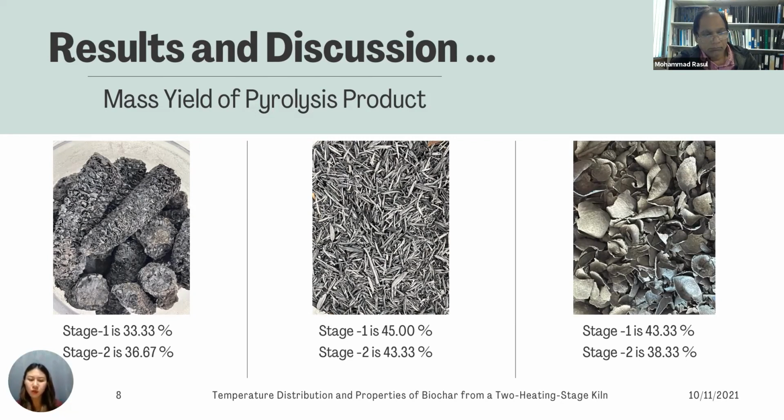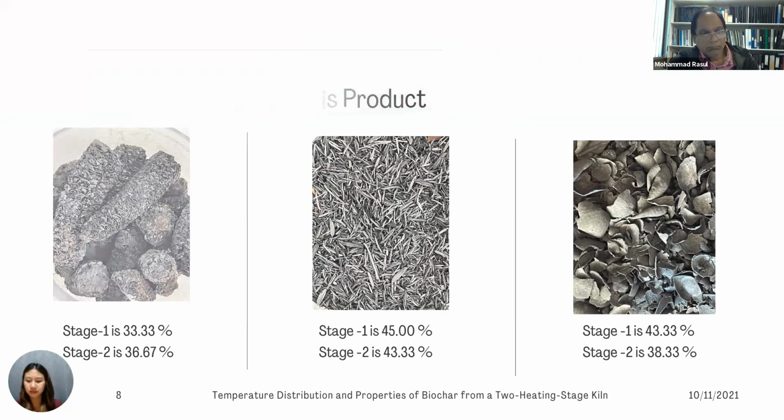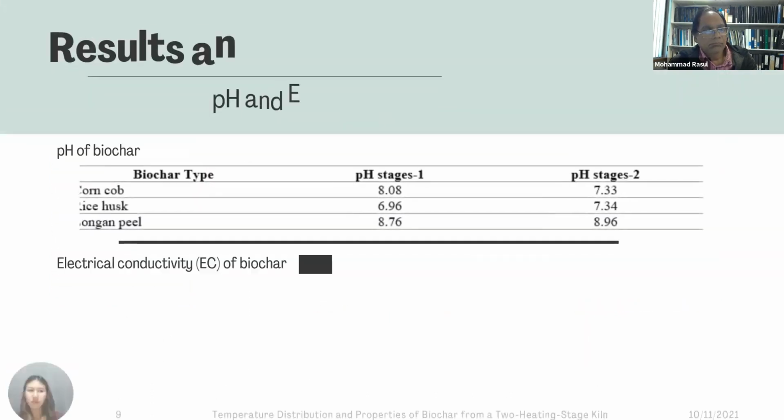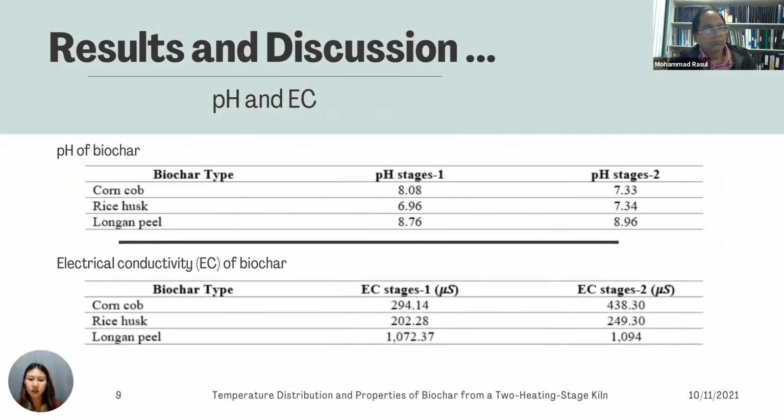However, the result also depended on the density of agricultural resources, pH and EC. The pH analysis result of the biochar: the Concord biochar pH value decreased from 8.08 in the single stage to 7.3 in the two-stage kiln.